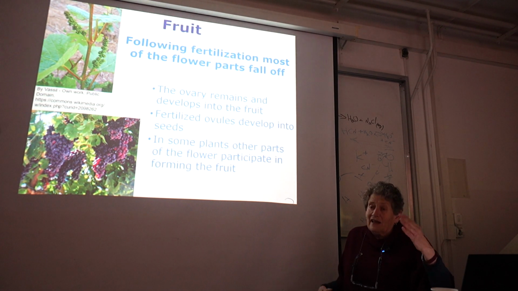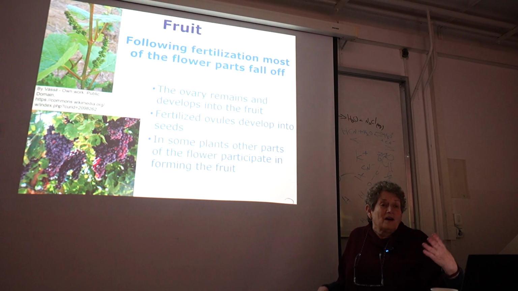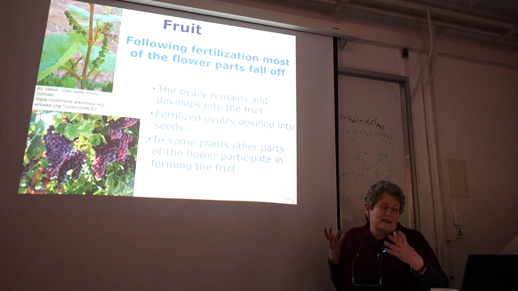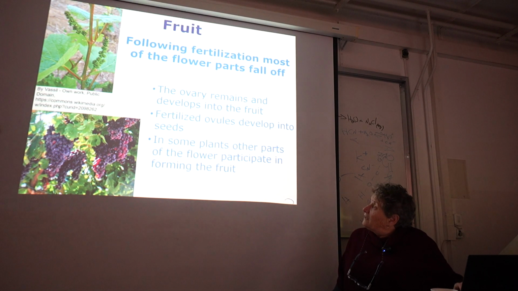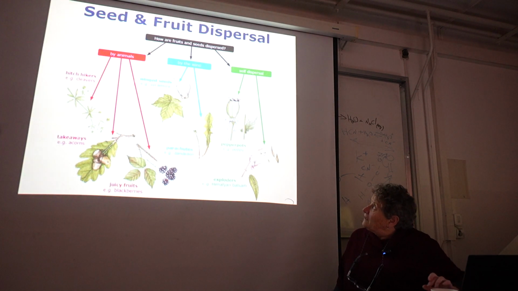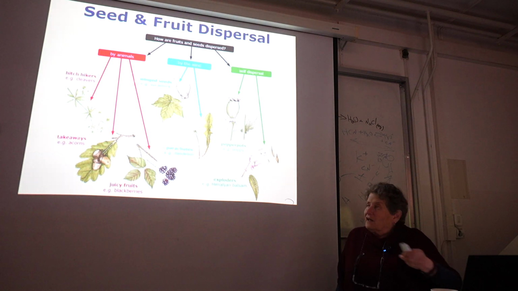So obviously, from an evolutionary point of view, what the plant wants to do is spread its seeds. And how does it do that? Also by various different methods. And we can see this here, and we'll see some examples soon.